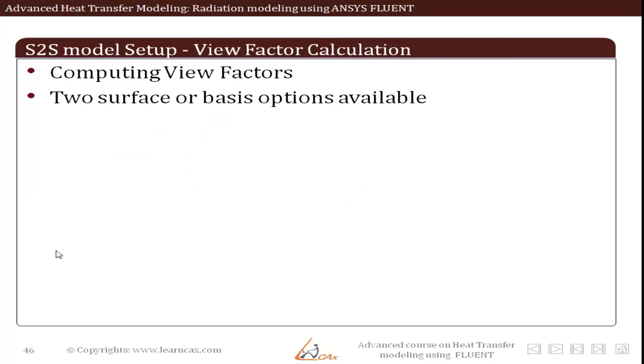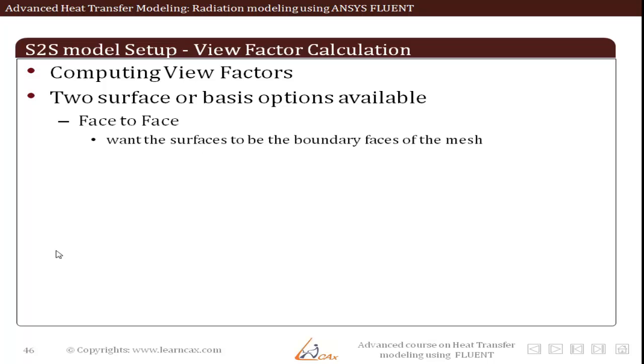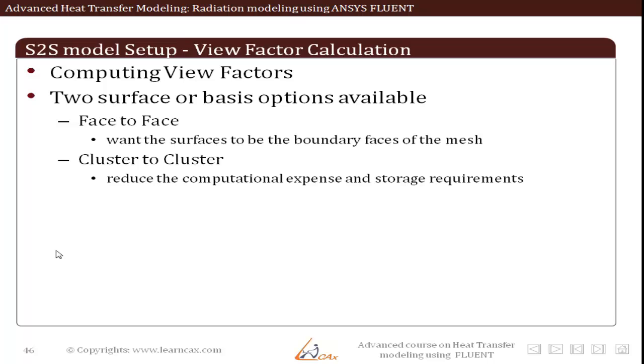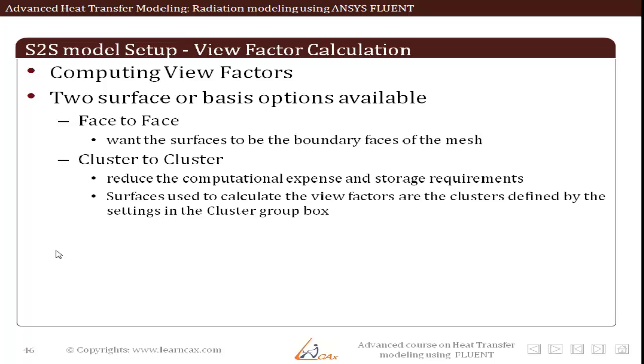For calculating the view factor, there are two basis options. One is face to face, which uses the boundary faces of the mesh, and the other is cluster to cluster, which uses the clusters formed by settings in the cluster group box. As the number of clusters is less than the number of all faces, the cluster to cluster method is faster and computationally less expensive.